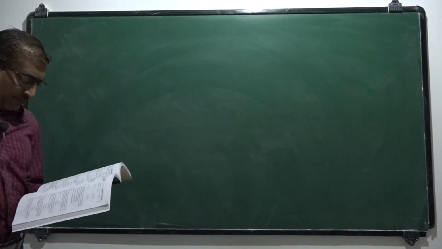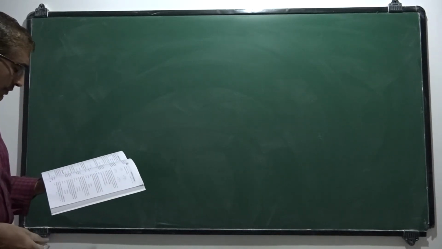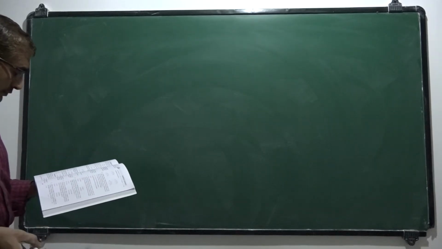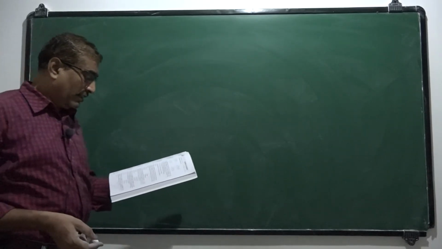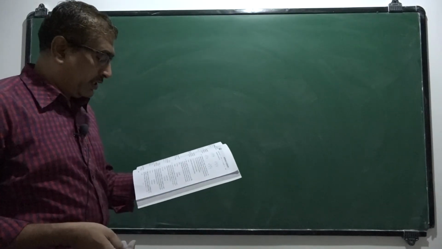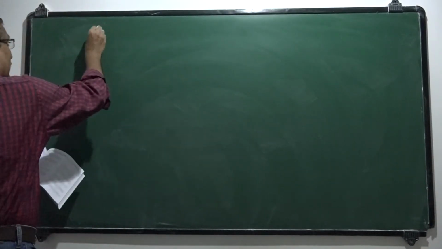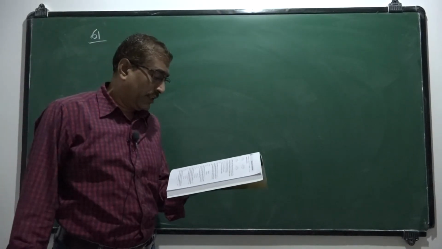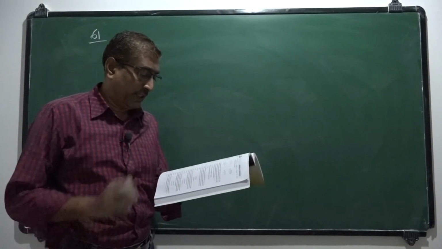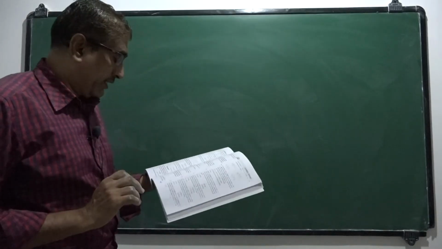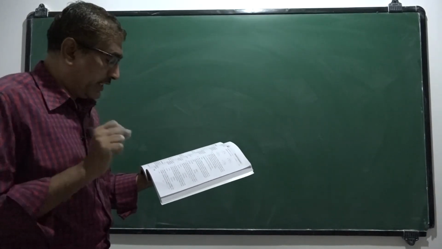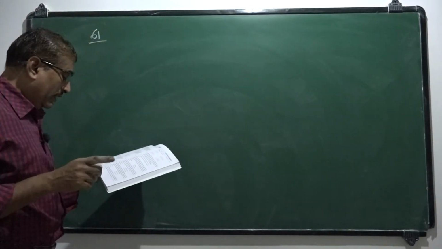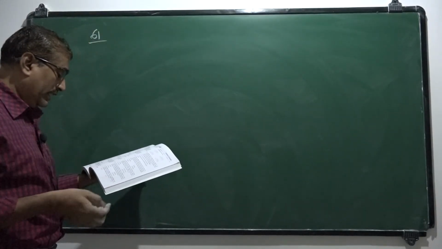Now, problems on capillarity. The surface tension of water is 70 into 10 to the power minus 3 Newton per meter, and g is 10 meter per second squared. When a capillary tube of radius 0.5 millimeter is dipped in water, the length of the liquid column due to rise of the liquid in the capillary tube is.